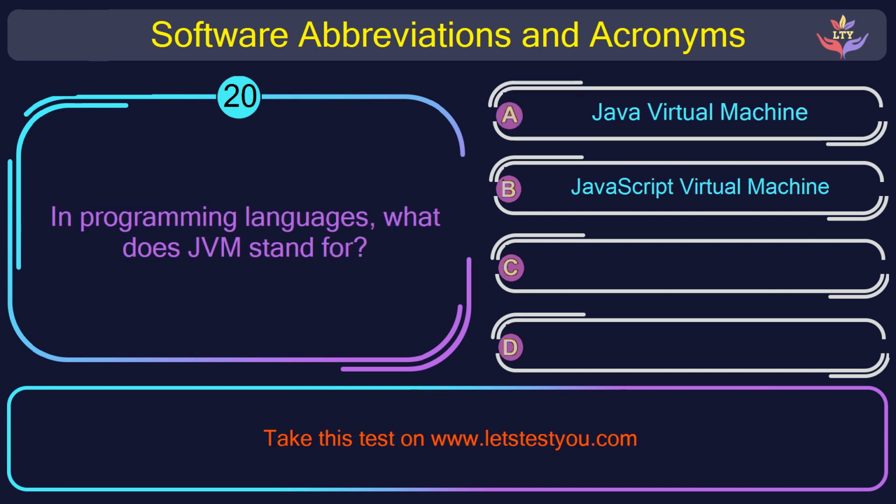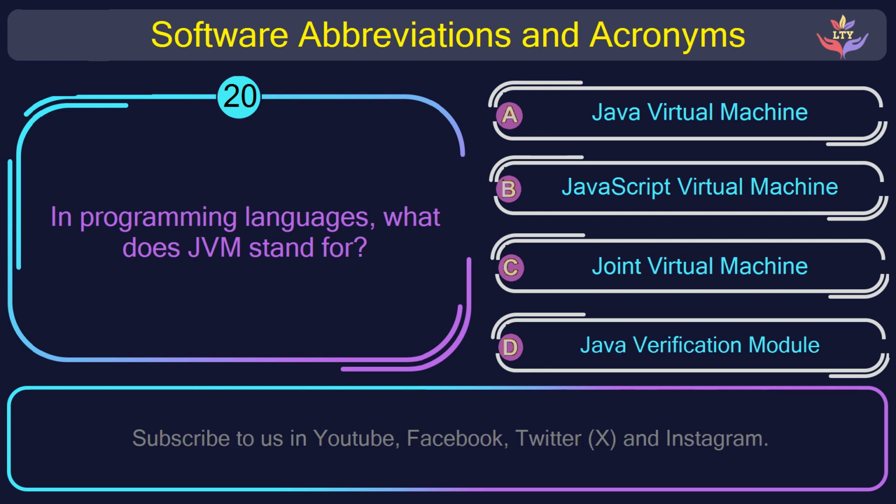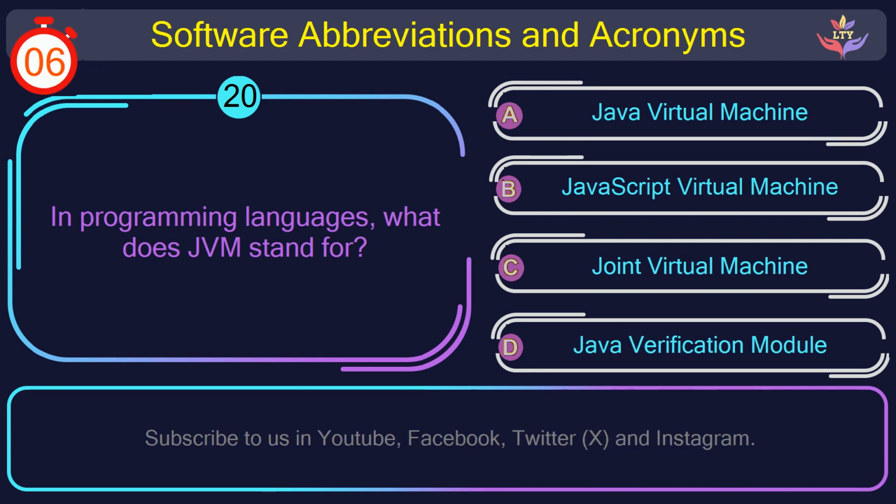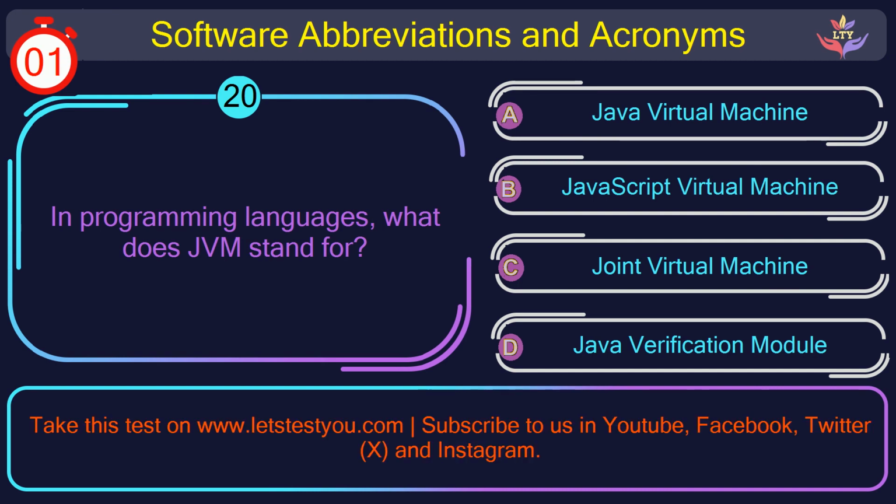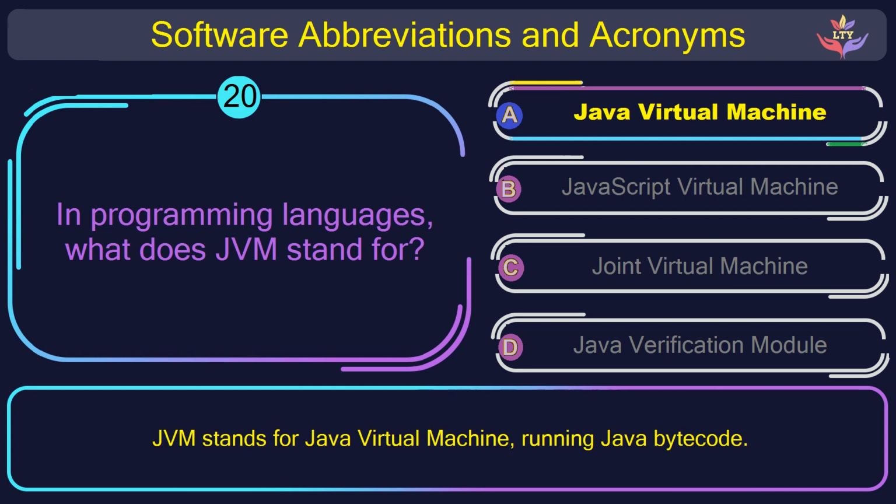Question number 20. In programming languages, what does JVM stand for? The correct answer is option A. Java Virtual Machine. JVM stands for Java Virtual Machine, running Java bytecode.